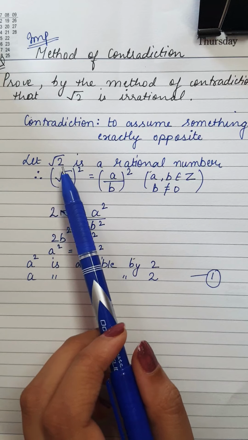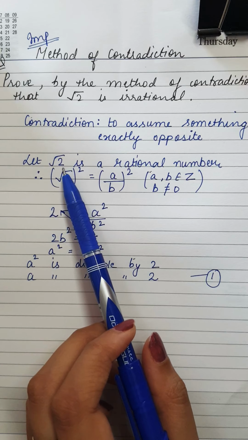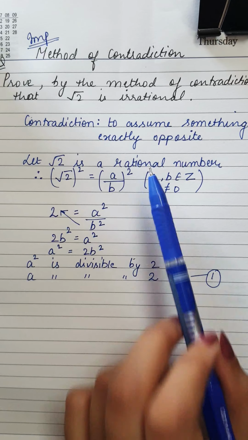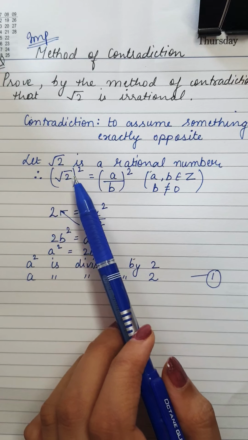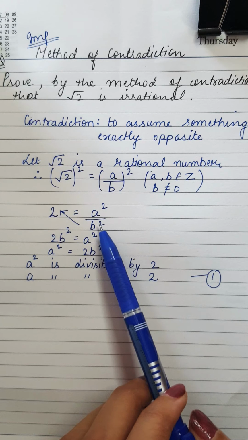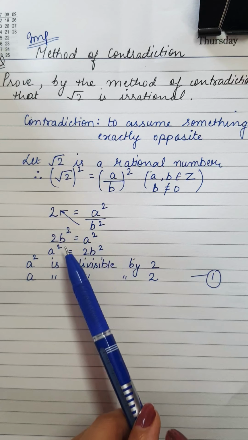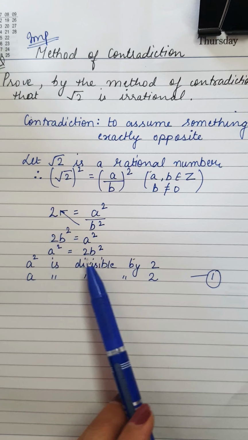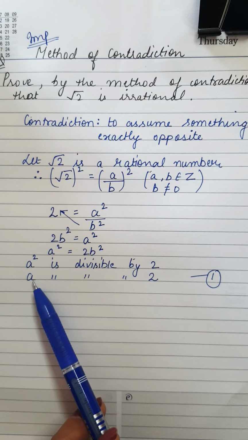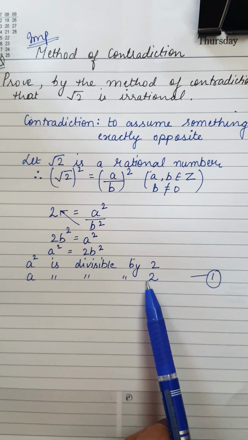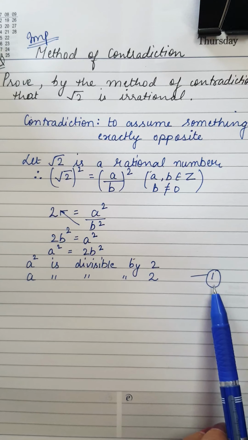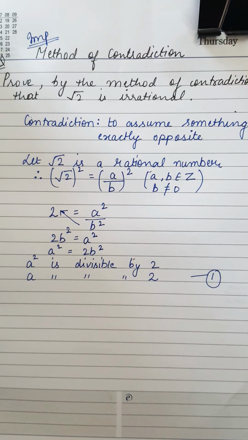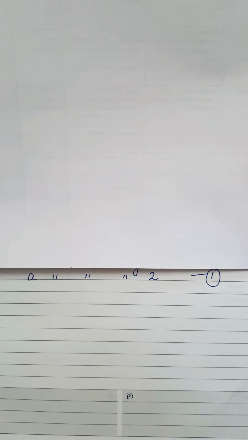What we had done: we had let √2 be exactly the opposite. We had to prove it is irrational, and we are assuming it is a rational number. That is what contradiction means. Then squaring both sides, 2 equals a² upon b², then cross multiply, and by the revision we had just done, we can say that a² is divisible by 2. So a is also divisible by 2. Equation number 1. Now I want you to remember just equation number 1 and forget everything else for a while. So I am hiding it for a while.